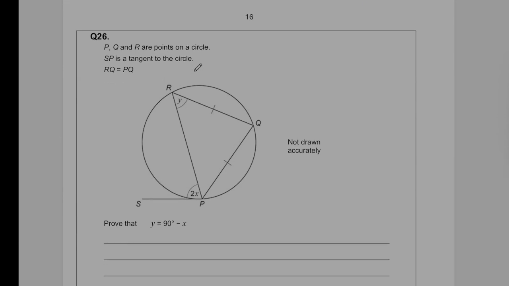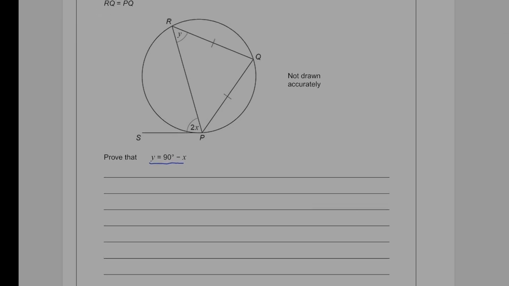Okay, question 26. P, Q, and R are points on the circle. SP is a tangent to the circle. RQ is equal to PQ. Prove that. Okay, so first of all, I'm going to say that that angle must be equal to y. So RPQ must equal y, as it is base angle of an isosceles triangle.